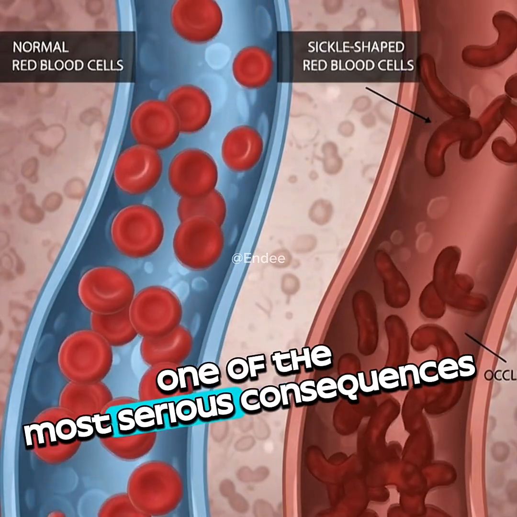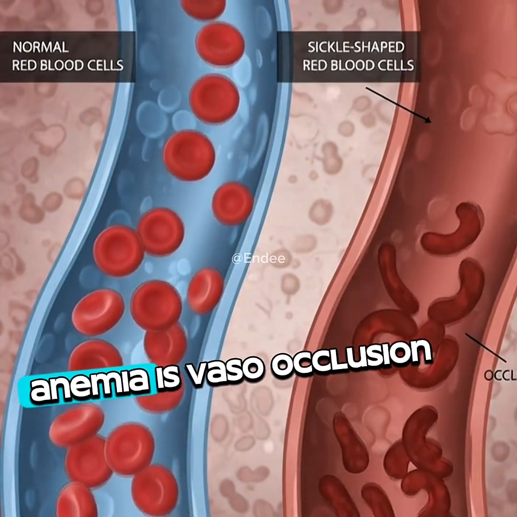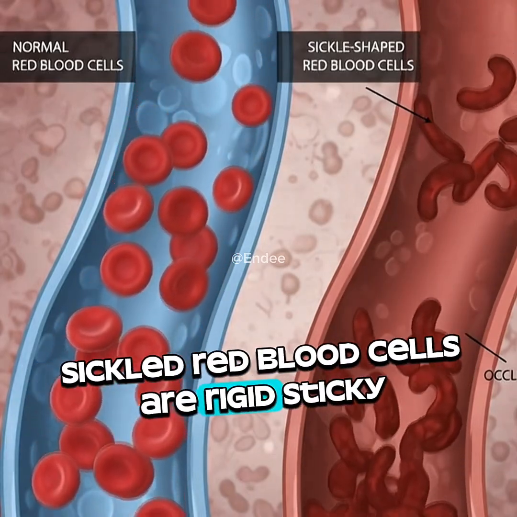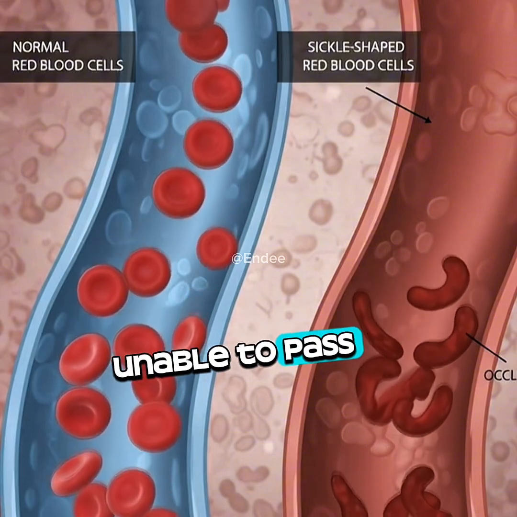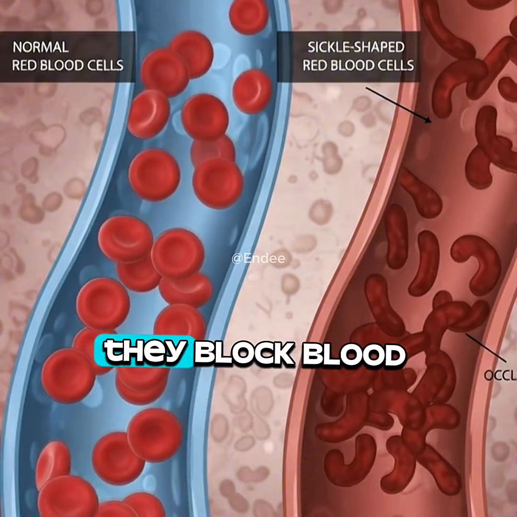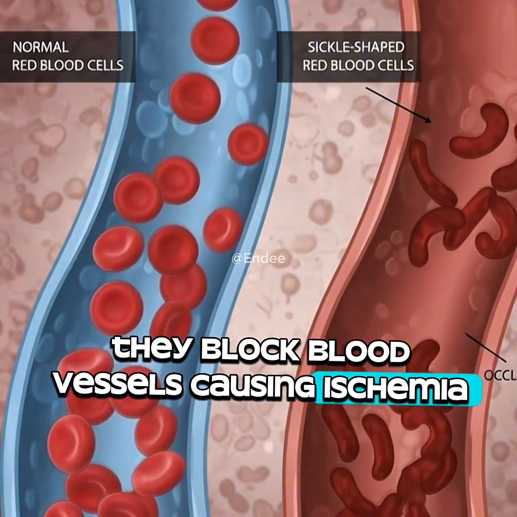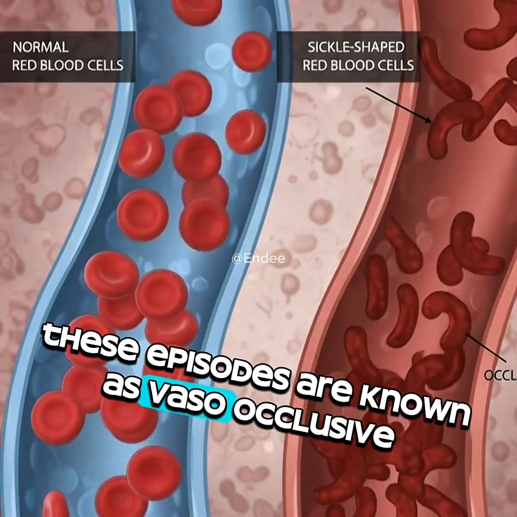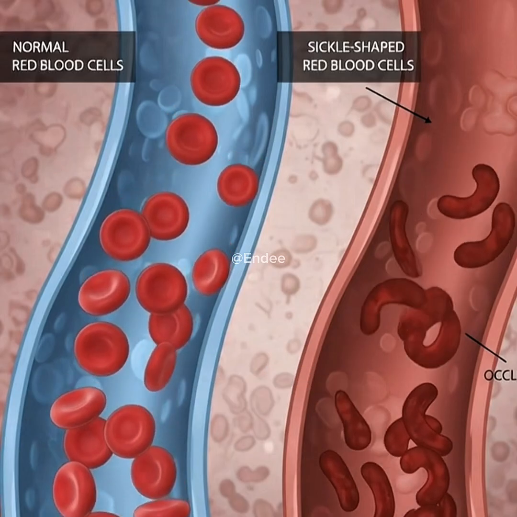One of the most serious consequences of sickle cell anemia is vaso-occlusion. Sickled red blood cells are rigid, sticky, unable to pass smoothly through capillaries. They block blood vessels, causing ischemia, severe pain, and tissue injury. These episodes are known as vaso-occlusive or pain crises.